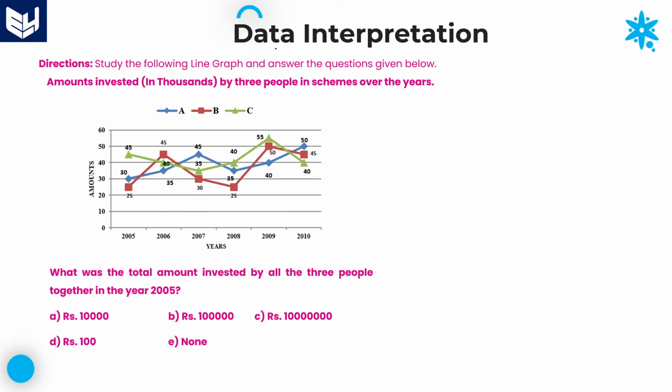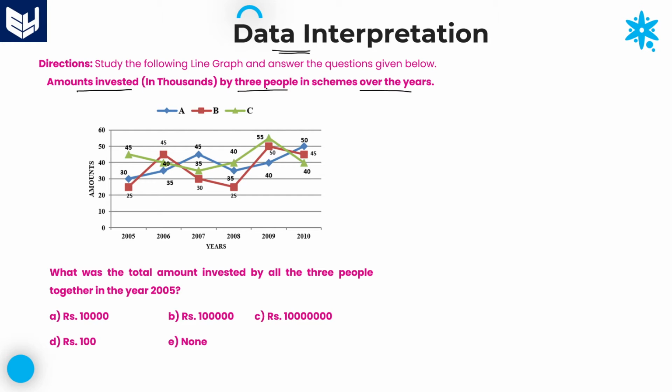In this session, I am going to explain line graph data interpretation. First of all, we need to read the information carefully and then solve the questions according to the given information. Look at the first information provided in this line graph. Here the information is about amounts invested by three people in schemes over the years.